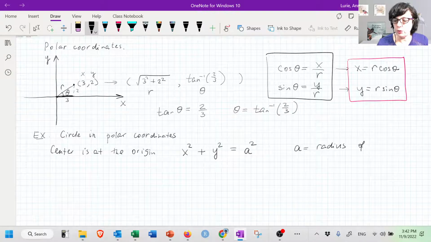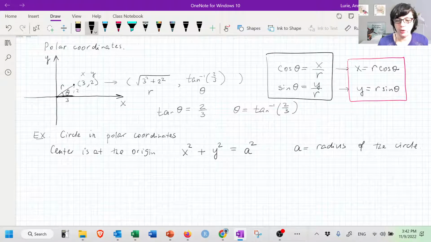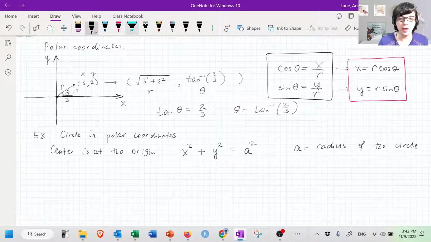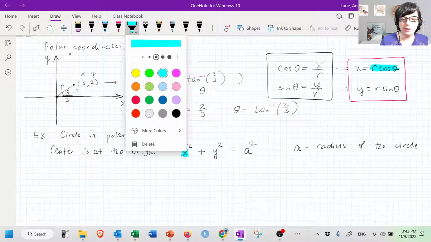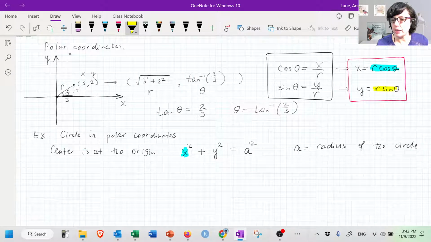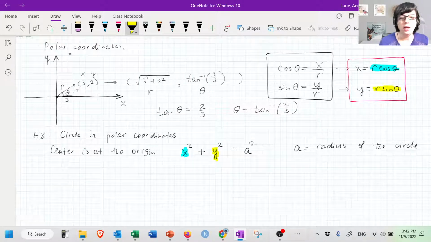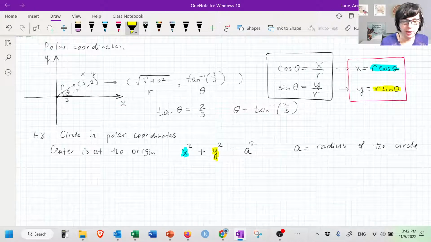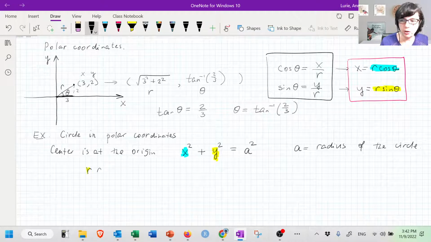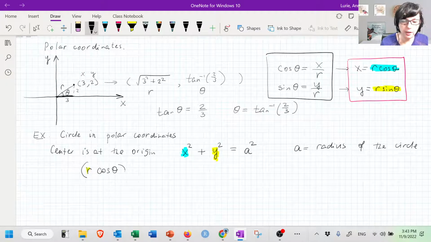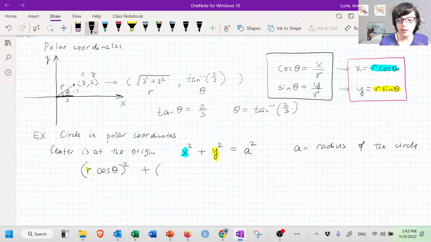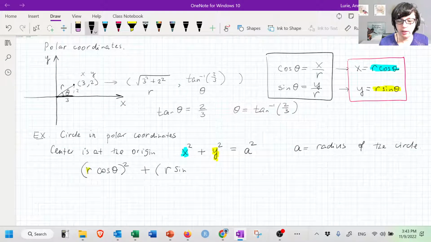Now, I want to go ahead and convert this equation to polar coordinates. So how do I do that? Well, instead of x, I am going to plug in r cosine theta, and instead of y, I'm going to plug in r sine theta. So let's go ahead and plug it in. We get r cosine theta, and we need to square the whole thing, plus, instead of y squared, we get r sine theta, and we square that. And that's equal to a squared.